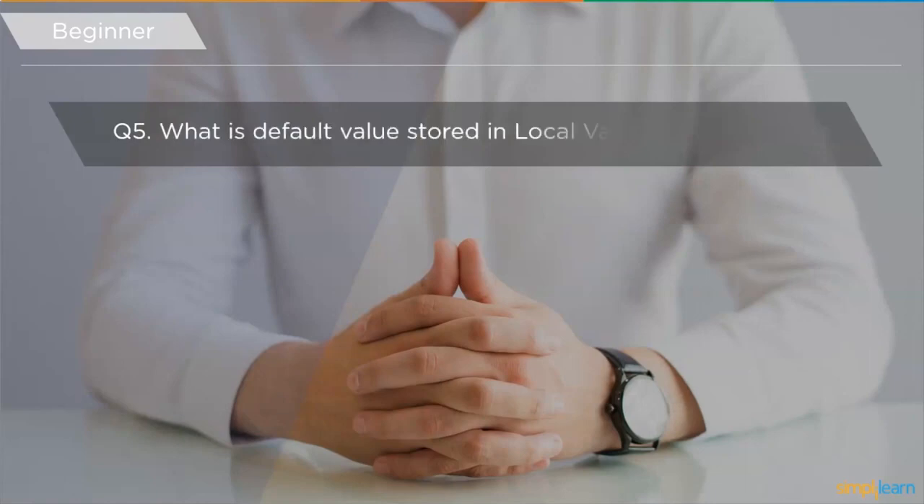So the next question we have is, what is the default value stored in local variables? So in C programming language, when you declare a local variable or a global variable or any type of variable, then the first value which is stored inside that variable will be a garbage value unless you initialize the variable with a personalized value. For example, if you declare a variable i equal to 0, then you are storing a value in that variable i, that is 0.